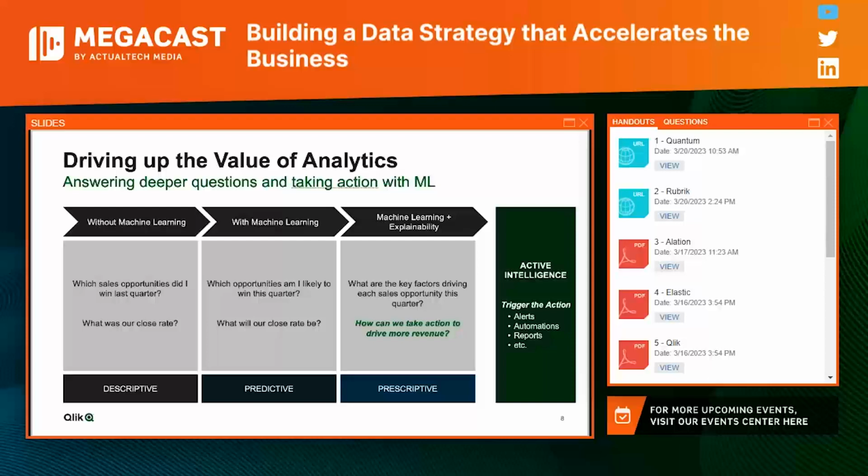And then furthermore, with explainability, you can see for each of those opportunities, what are the key factors driving this outcome? So what can I do to maximize the potential of winning or losing any given deal? And overall, in general, how can we take action to drive more revenue? So with that, I'm going to turn it over to Sean Stouth, who's going to take you through this process now in a demo.